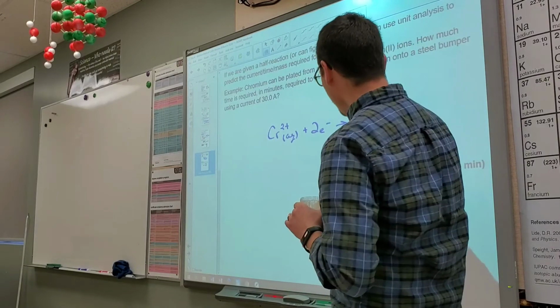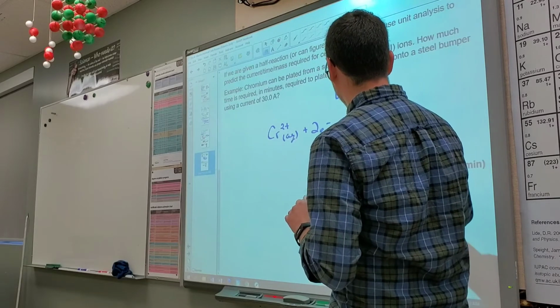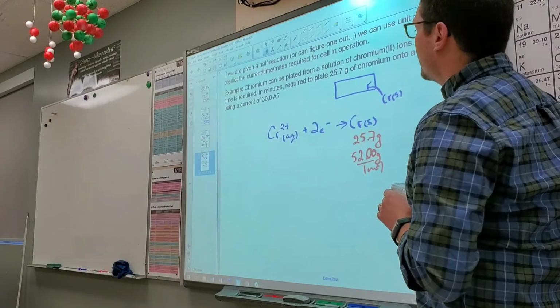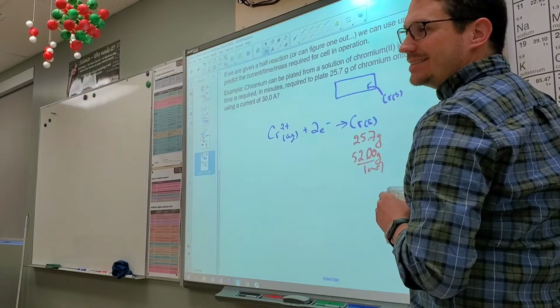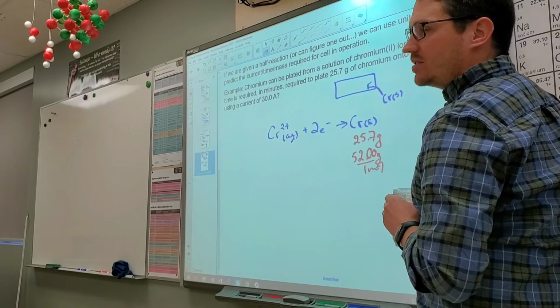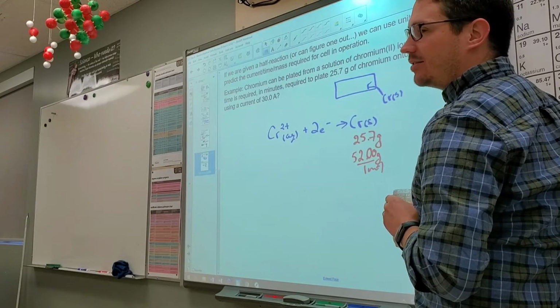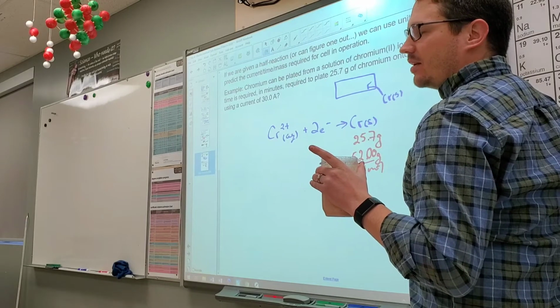52 grams per mole. 52.00 grams per 1 mole. Okay? And then what other piece of information did they give us? The amps per mole. Think back. Don't say anything out loud. Think back, but don't say anything. Think to yourself.